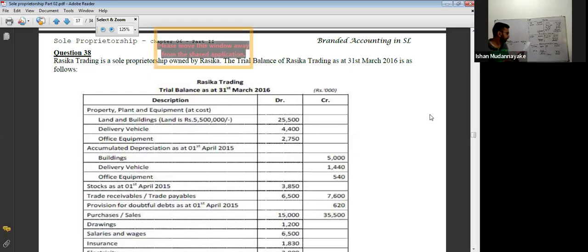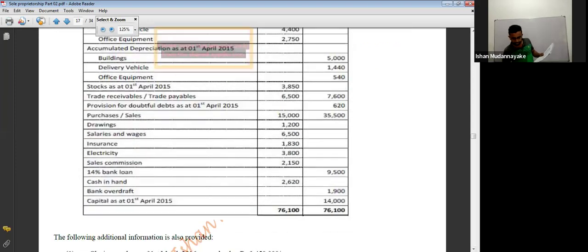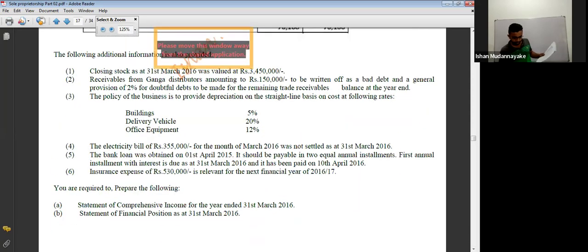Question 38. Rasika Trading is a sole proprietorship owned by Rasika. The trial balance of Rasika Trading business as of 31st March 2016 is as follows. You can see the trial balance of Rasika Trading organization. And here you can see additional information. These are the additional information given in the question. We'll discuss 38.